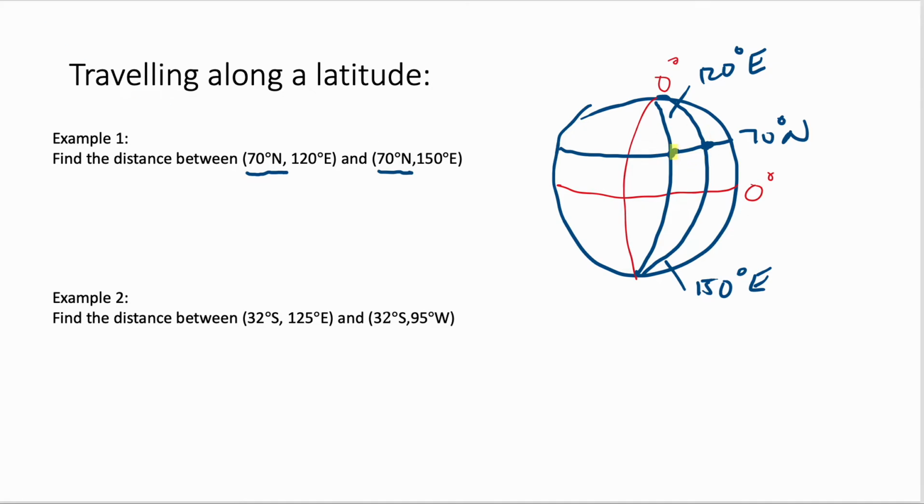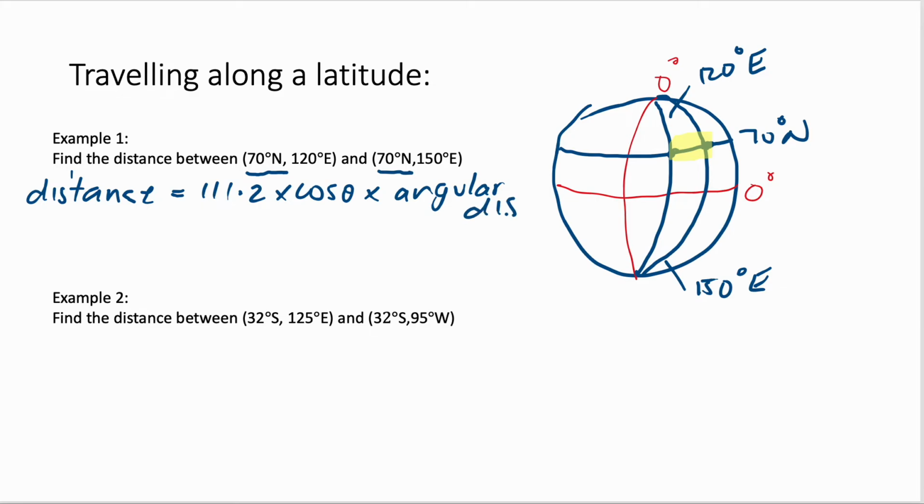This time we can see that we're traveling on a latitude. So that means we have to use the other formula from the formula sheet, which says distance is equal to 111.2 times cos theta times angular distance. What we want to remember is that now our theta is important, and we're getting it from the latitude that we're traveling along.